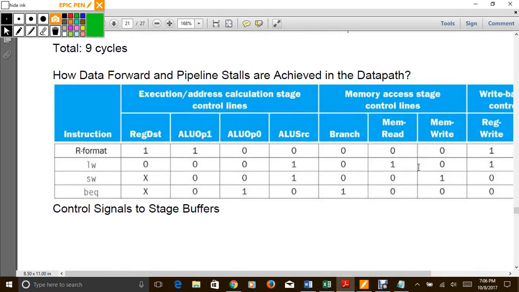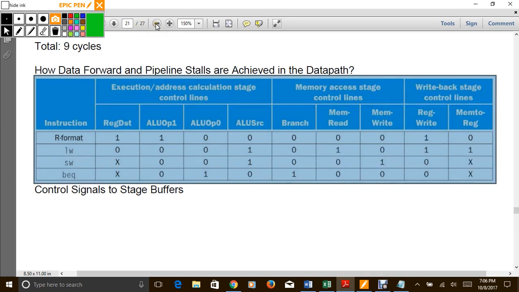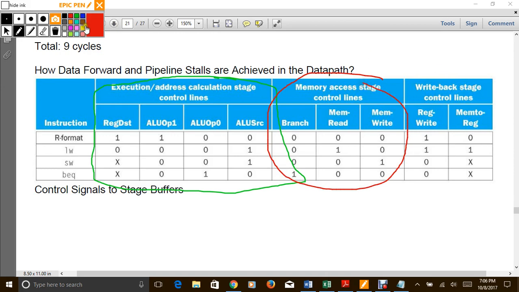All right, so how are data forwarding and pipeline stalls achieved in the data path? So I'm going to go over this, and this will be the conclusion of lecture. So if you recall this, we had all of the control signals. Now, we need to be cognizant of where the control signals are being used in each of the stages. So you have execution, data memory, and the write back stages.